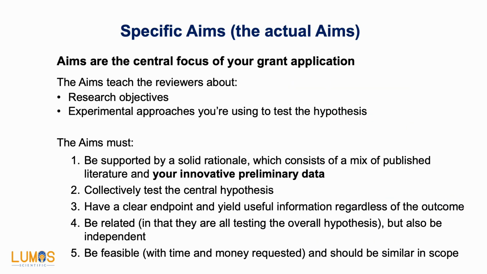As you craft the actual aims, you'll want to ensure that the reviewers can clearly understand your research objectives and the experimental approaches that you'll use. The aims must be supported by a solid rationale, which consists of a mix of published literature and your innovative preliminary data. The aims must collectively test the central hypothesis. The aims must have a clear endpoint and yield useful information regardless of the outcome. The aims must be related in that they are all testing the overall hypothesis, but also be independent of one another. And the aims must be feasible with the time and money requested, and they should be similar in scope.